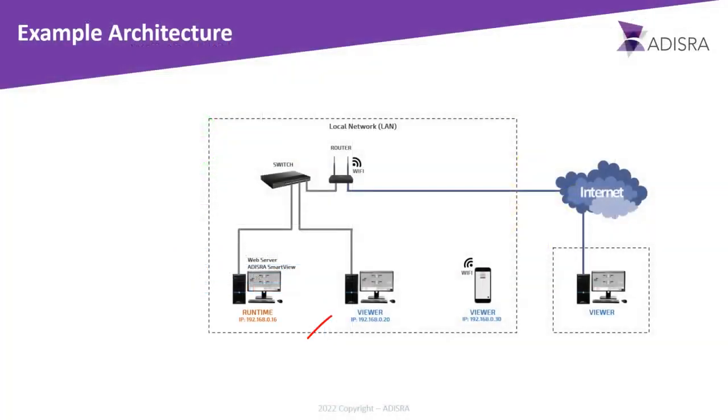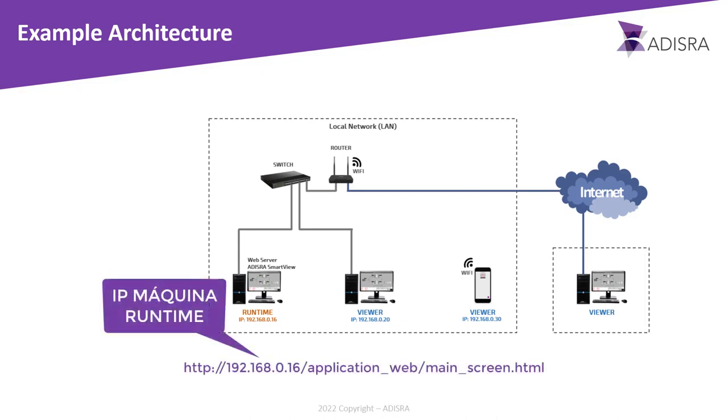Now, to view the application through the viewer machine or any other machine connected to the local network, make sure that all the machines are in the same network address. Open the internet browser, and in my example I will be entering the following address. Note that the IP used in the application address is the IP of the machine where the web server is located, configured in the example architecture.